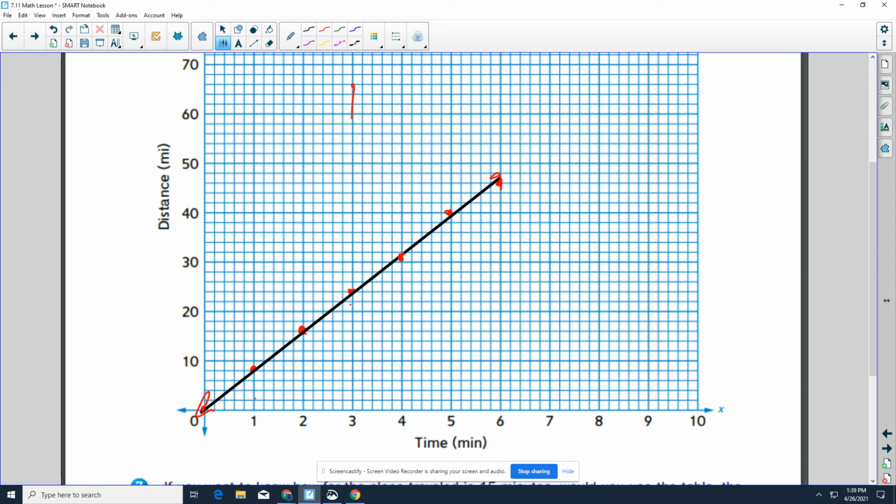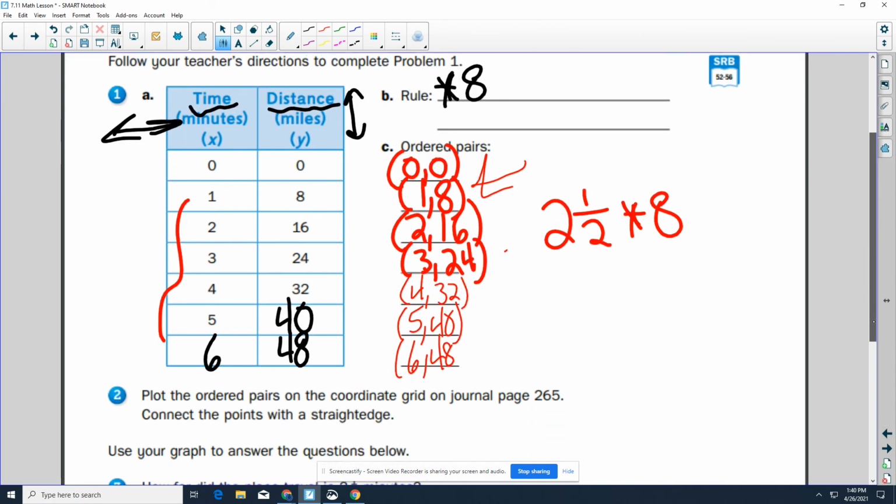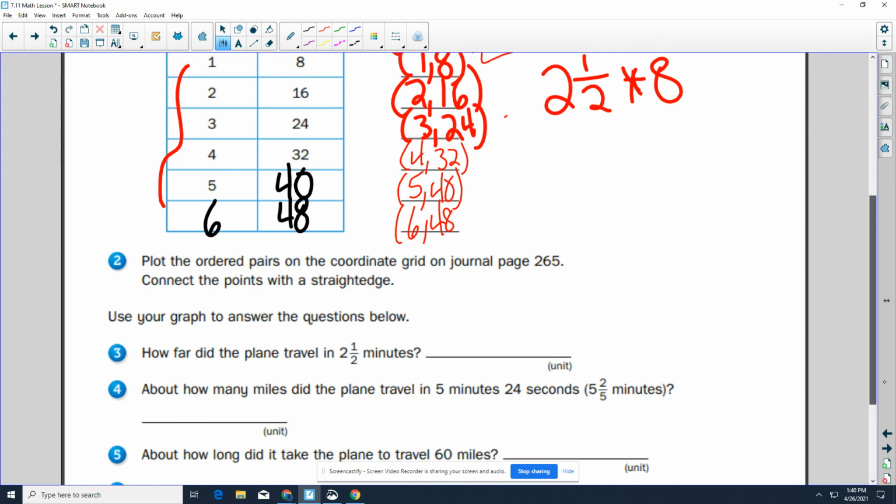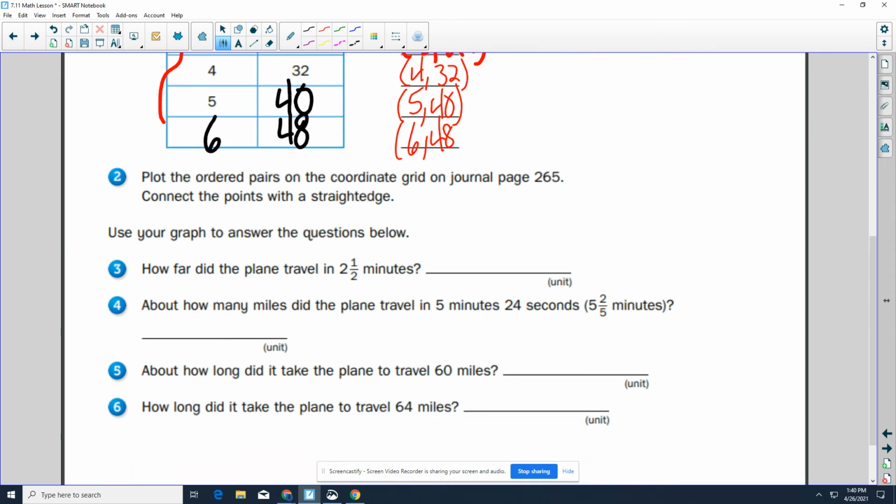And I could go ahead and project this line all the way up to here. Again, you want to use a straight edge, and we want to use the arrows because this could be a continuation. So go ahead and pause the video, make sure you've plotted your points accurately there, and use a straight edge to make a straight line. Okay, so now hopefully you've got that plotted and you've made your line.